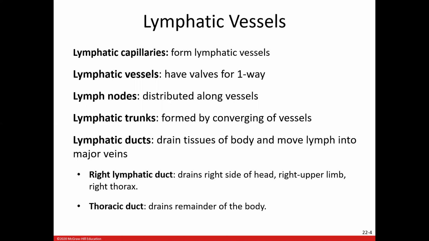You have two lymphatic ducts: the right lymphatic duct and the thoracic duct. The right lymphatic duct basically drains everything from the right side of your head to the right thorax. Anything below that and the entire left side of the body is your thoracic duct. So again, right head to right thorax is the right lymphatic duct; everything below that and the entire left side of the body is the thoracic duct.